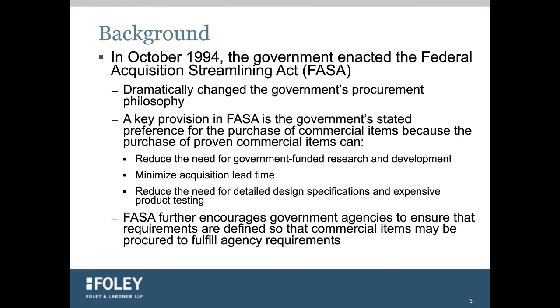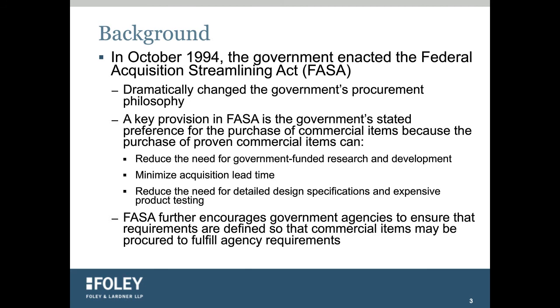A key element is that the government's stated preference is for commercial items. That is where they should start. The government is required to do market research to identify commercial items that could satisfy their needs, or identify if there are commercial items that can be modified to satisfy their needs, or if the government can modify its requirements so that it can still acquire commercial items. It also encourages agencies to ensure that the way they're defining the requirements encourages participation of commercial items.